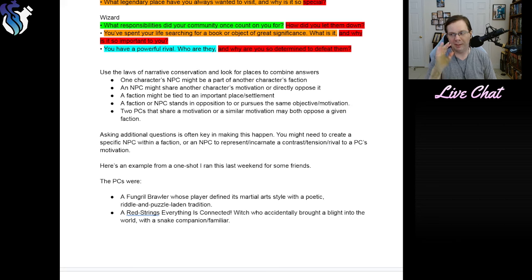So in a game I ran this last weekend for some friends, one player made a seraph who was formerly a king's guard, like a Kingsguard if we're thinking Game of Thrones, right? And it was established that the king was assassinated. So now this character is a king's guard without a king. And that's a defining experience and element of that character's backstory.